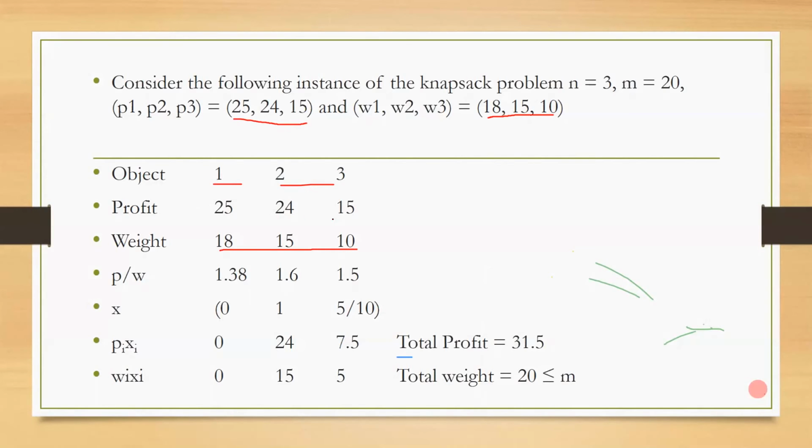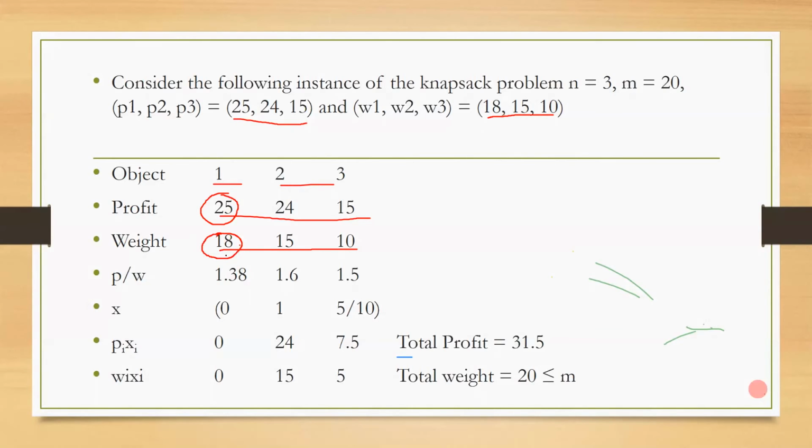Okay. Now the next step is we have to calculate P by W. P by W is profit by weight. So understand this clearly. Item number 1 has a profit of 25 and its weight is 18. That means for 18 kgs, the profit is totally 25. Now we have to calculate what is the profit for 1 kg. The profit for 1 kg is nothing but profit by weight. Is it clear? Yes.